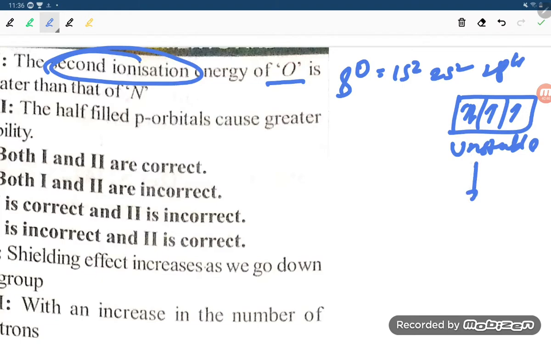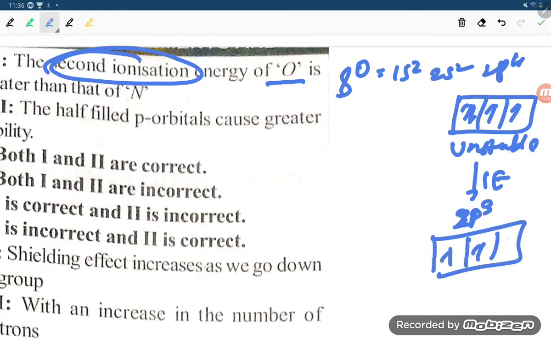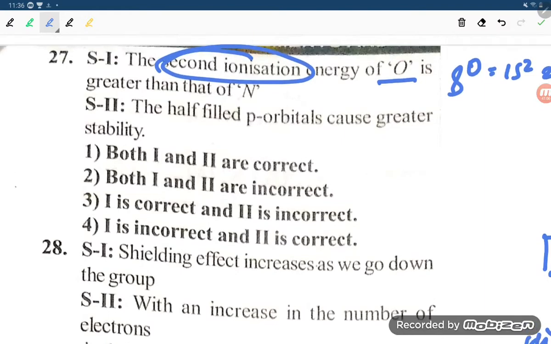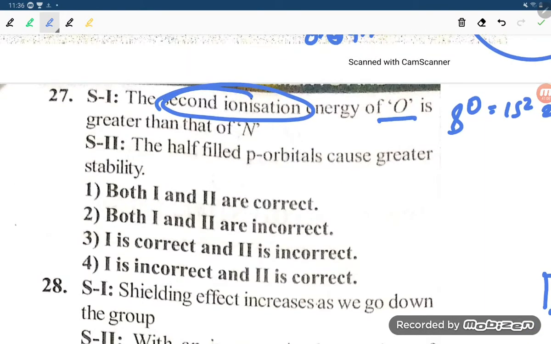If you are removing an electron, the first IE, what configuration will come, student? 2p3 will come, and 2p3 means a stable configuration. Now if you remove another electron, calculating the second IE, high energy will be required, student, because of the stable configuration. So the first statement is correct: the second ionization energy of oxygen is greater than nitrogen.